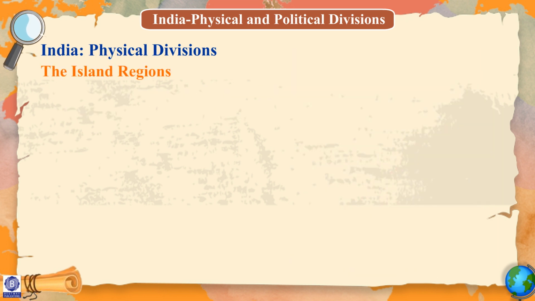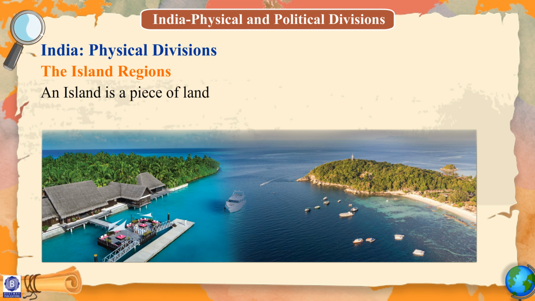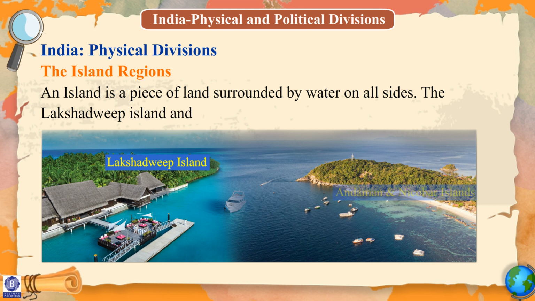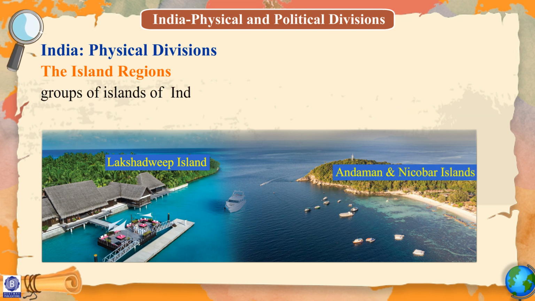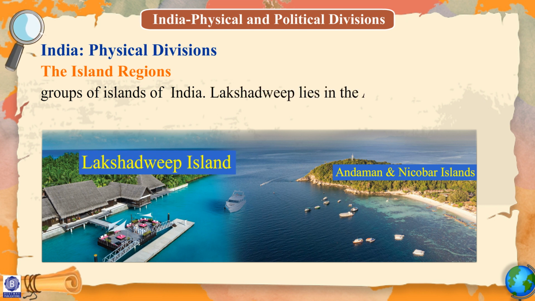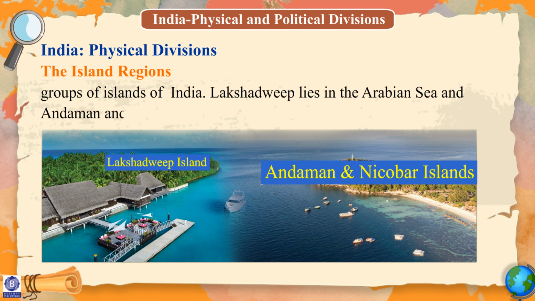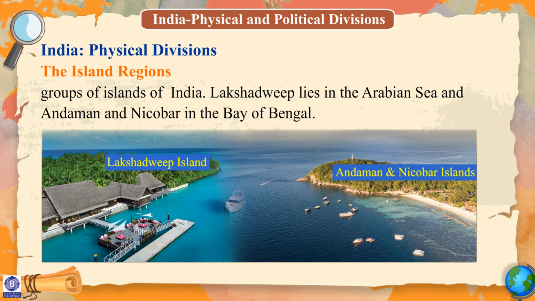The Island Regions. An island is a piece of land surrounded by water on all sides. The Lakshadweep Islands and the Andaman and Nicobar Islands are the 2 groups of islands of India. Lakshadweep lies in the Arabian Sea and Andaman and Nicobar in the Bay of Bengal.